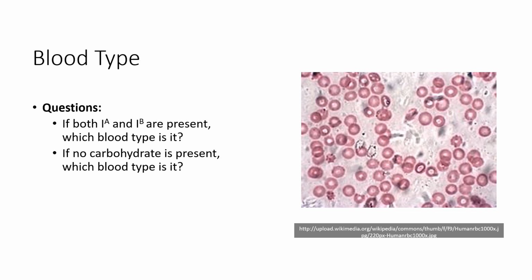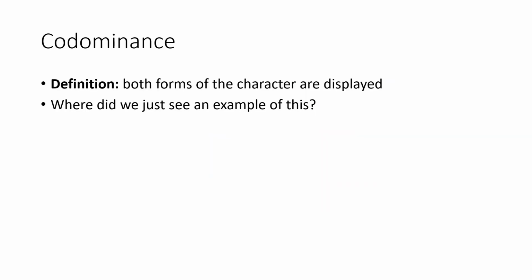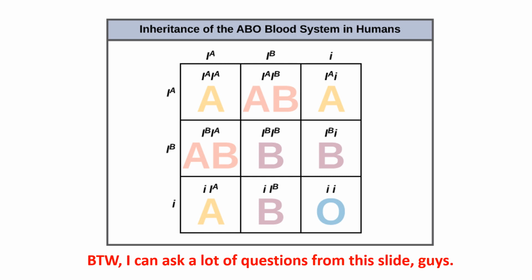So if both A and B are present, the blood type will probably be AB. If no carbohydrate is present, meaning there's no A or no B, that means it's going to be O. So, codominance: both forms of a character are displayed. And we just saw this right here, when you have both forms present. Both carbohydrates are present, therefore they're both going to be expressed.